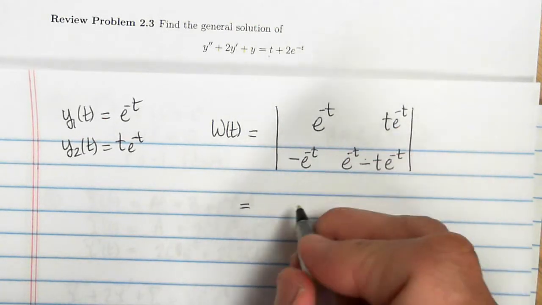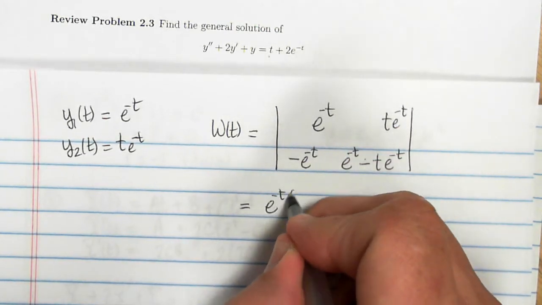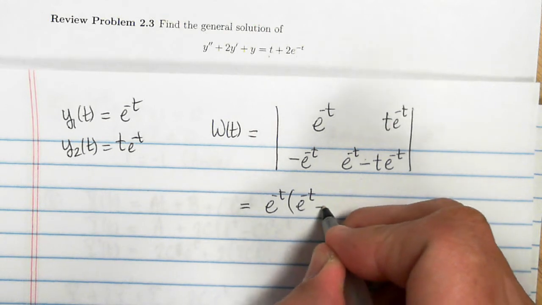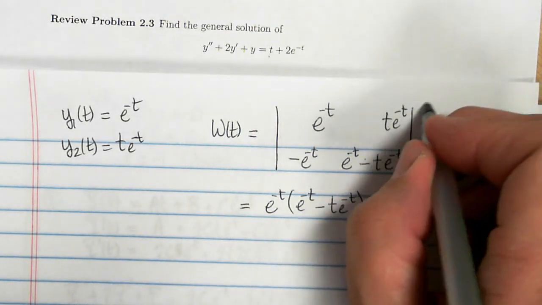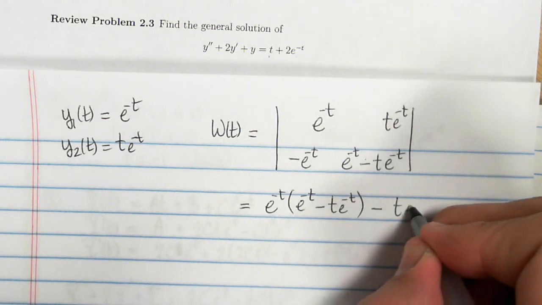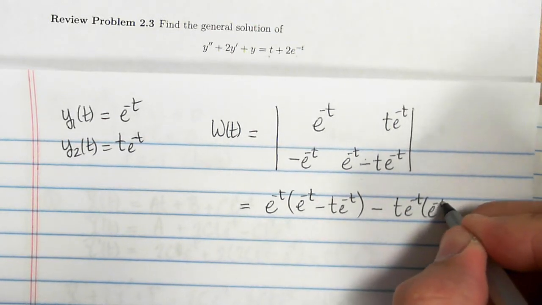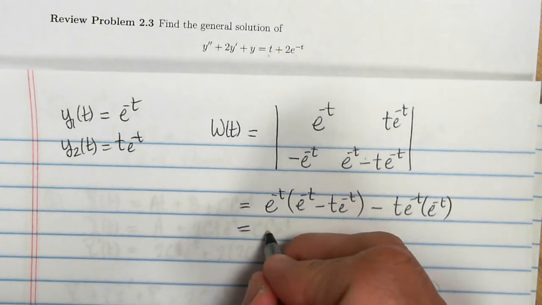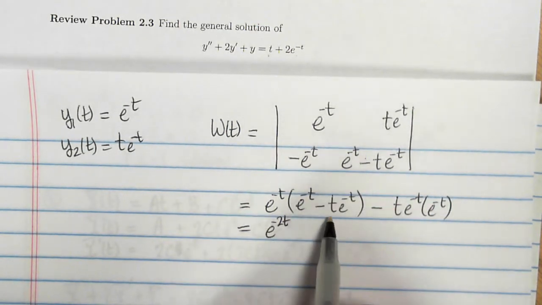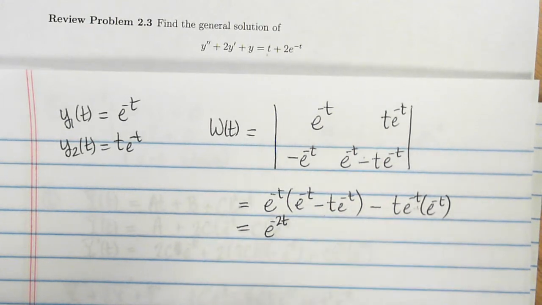Okay, so we take the determinant, we get e to the minus t times e to the minus t minus t e to the minus t. Then I have minus, multiply this way, t e to the minus t times e to the minus t. And then what's going to be left is e to the minus 2t, because when I multiply out, that's going to cancel out this part.